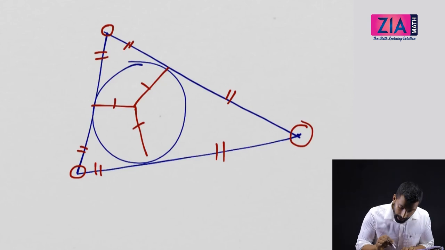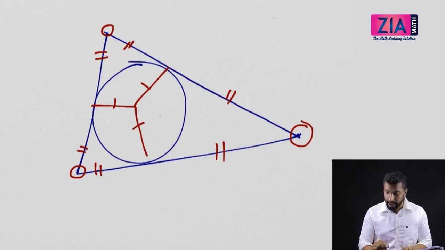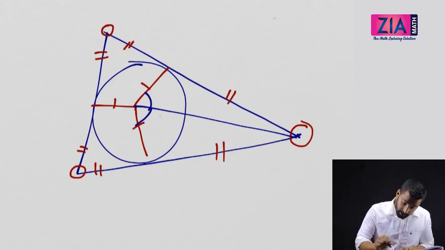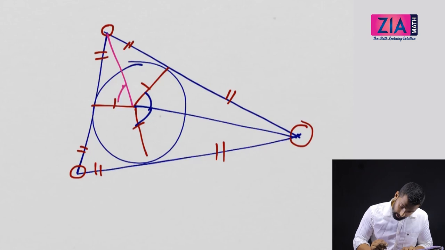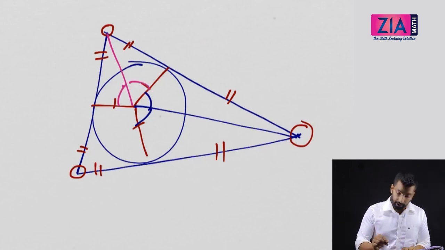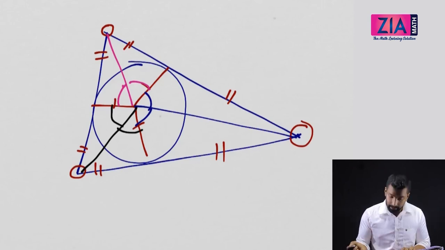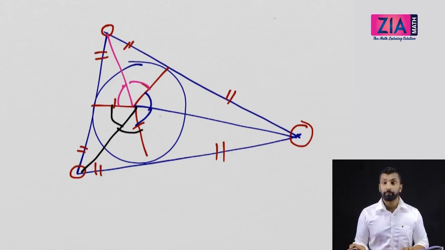And now if you use the diagonals are the angle bisectors. So if you take this diagonal, these angles will be equal. Then if you take this diagonal, these angles will be equal. Okay, then if you take this diagonal, these angles will be divided equally.